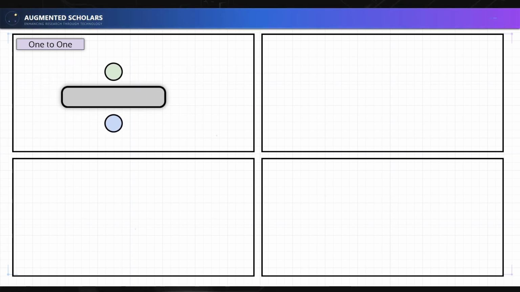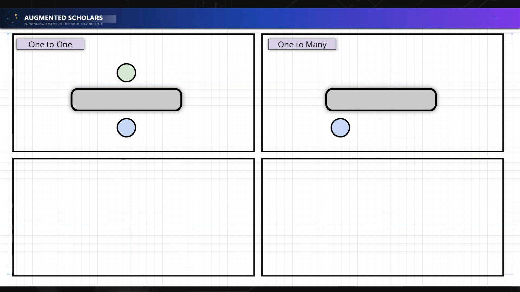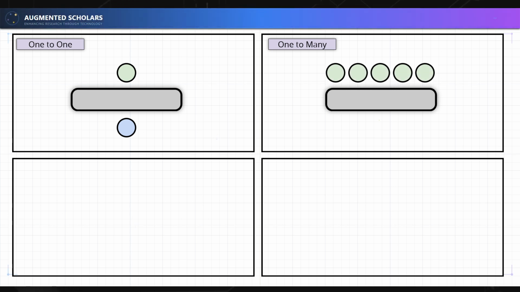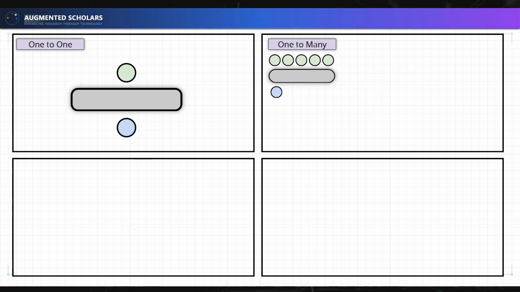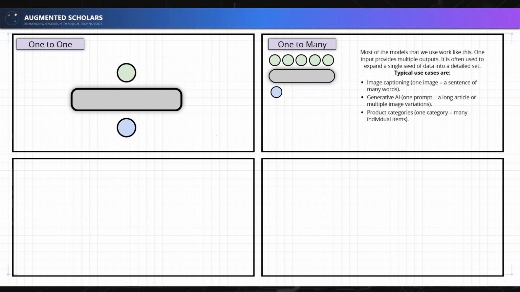Okay. Second thing is one to many. So typically we have one unit in input, and in output we have multiple units of output. And the idea is that the model gets a set of data and can produce many units of output, and it is typically used for image captioning. So for example, we give one image and you get a series of words.